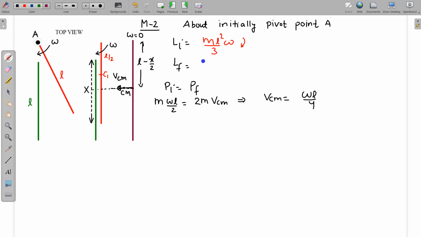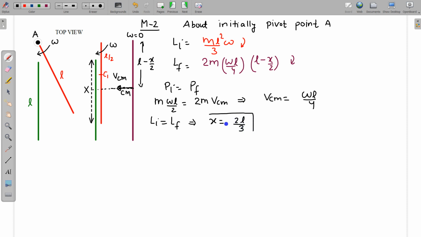What is m here? m is 2m. What is v here? v is VCM, which is omega L by 4. And what is r? r is L minus x by 2. Again this term will be clockwise, so we can equate these two terms. L initial is equal to L final, and solve the problem. This is a simple equation, and it will again give the same result. x is equal to 2L by 3. So this is the value of x here.